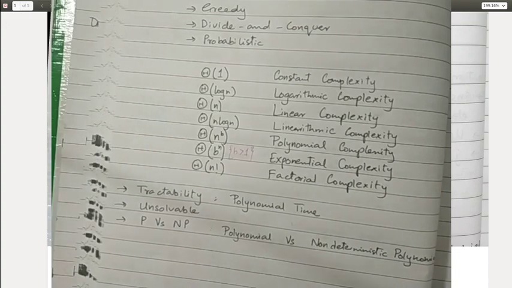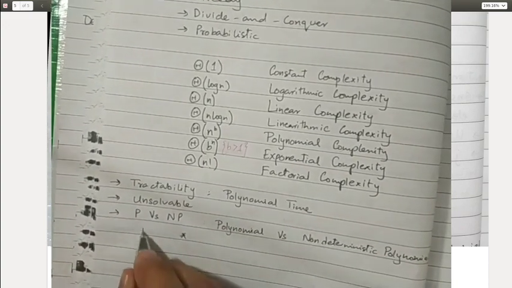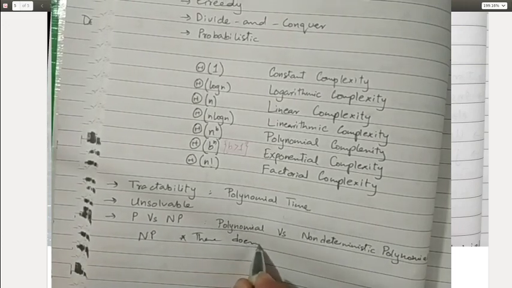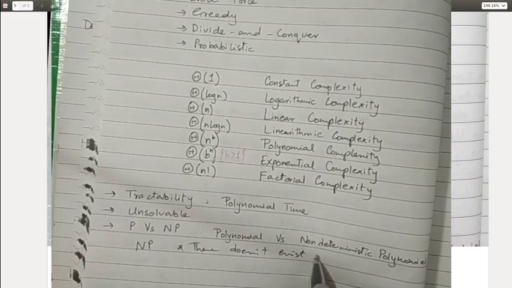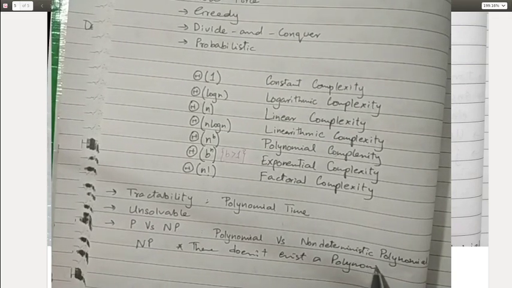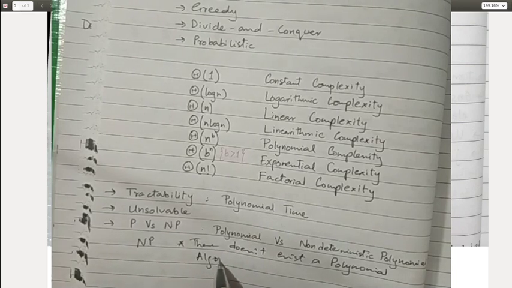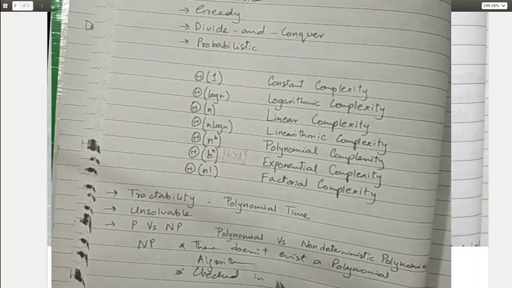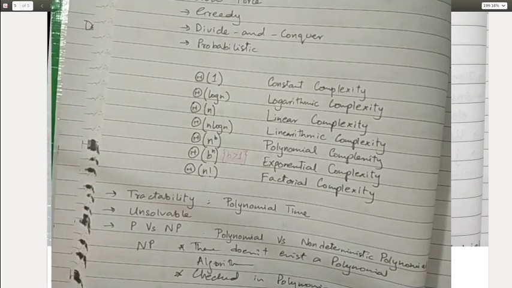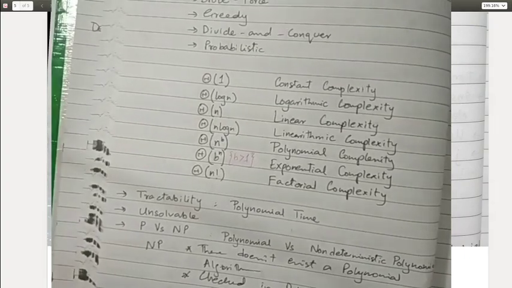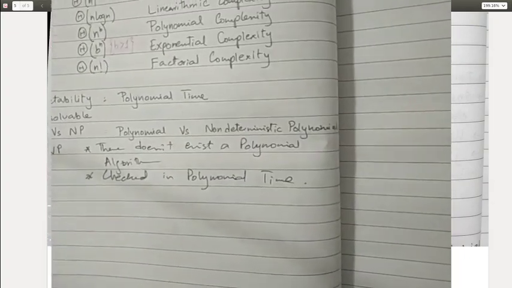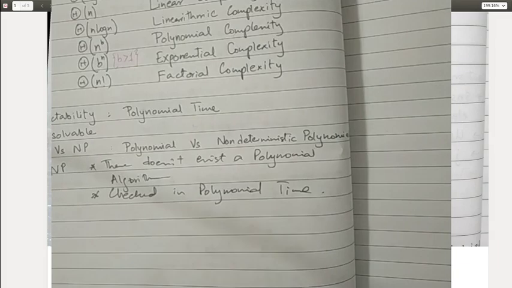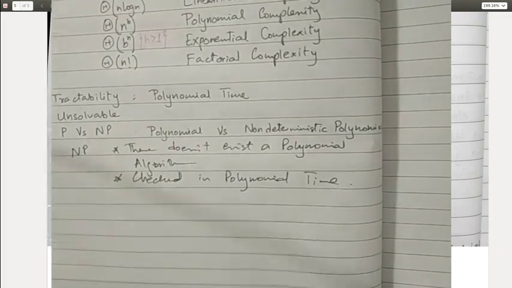There's also an important thing about NP problems. For NP, there doesn't exist a polynomial algorithm for it, but it can be checked in polynomial time. So for example, if somebody claims that they have a solution to an NP problem, you can immediately check it in polynomial time. For example, this is something that we have done in detail.